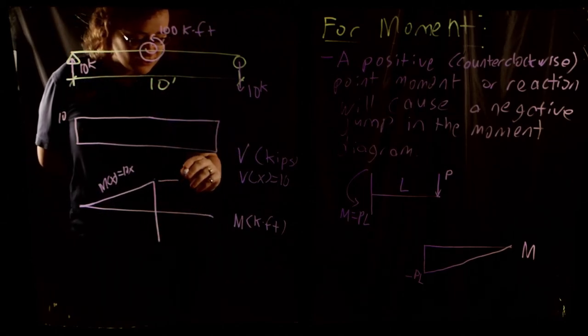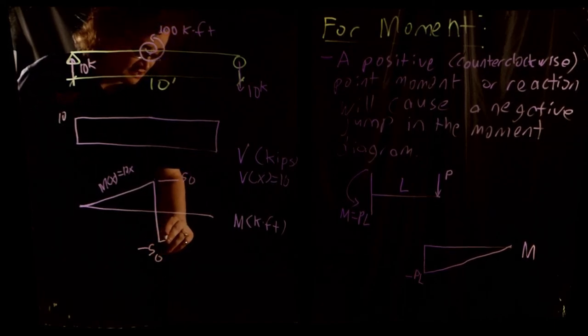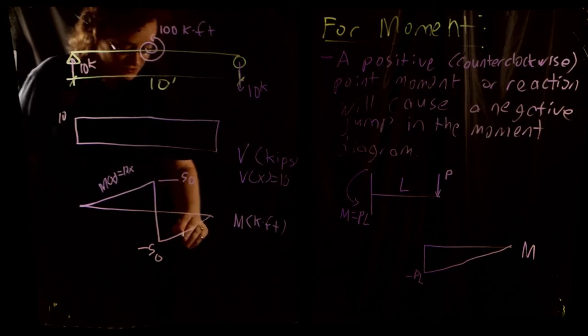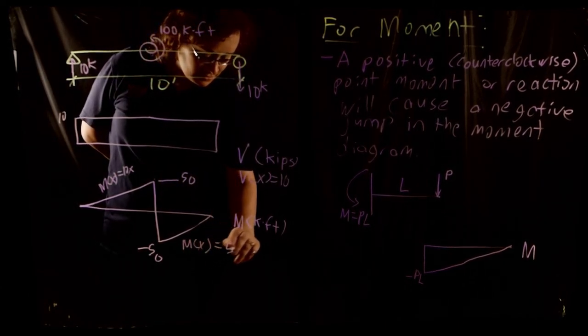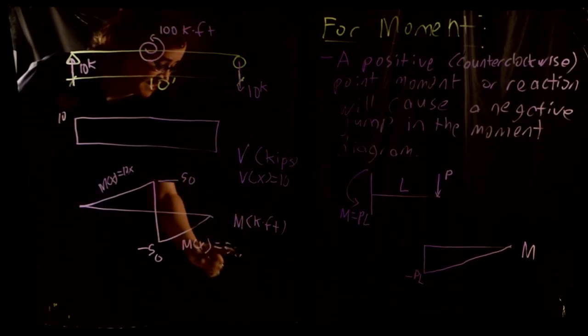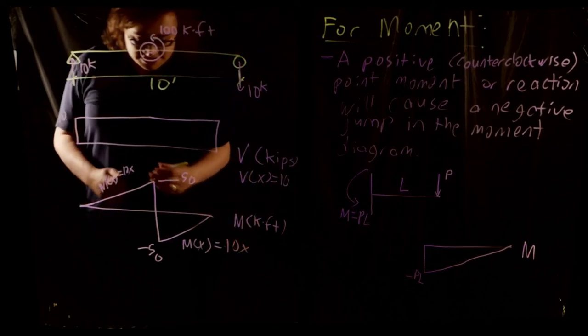This will have a peak value of 50, and this will be down at negative 50. And then this will go back up, again with a slope, M of x equals 10x. So again, with a slope of 10.